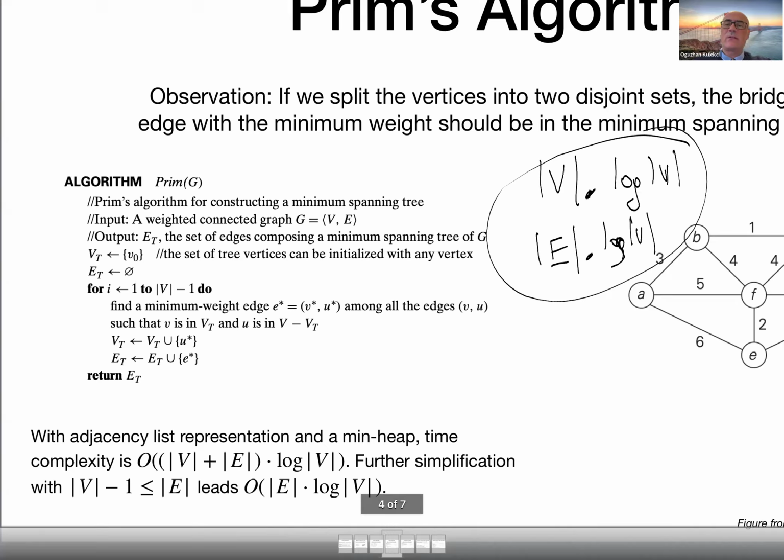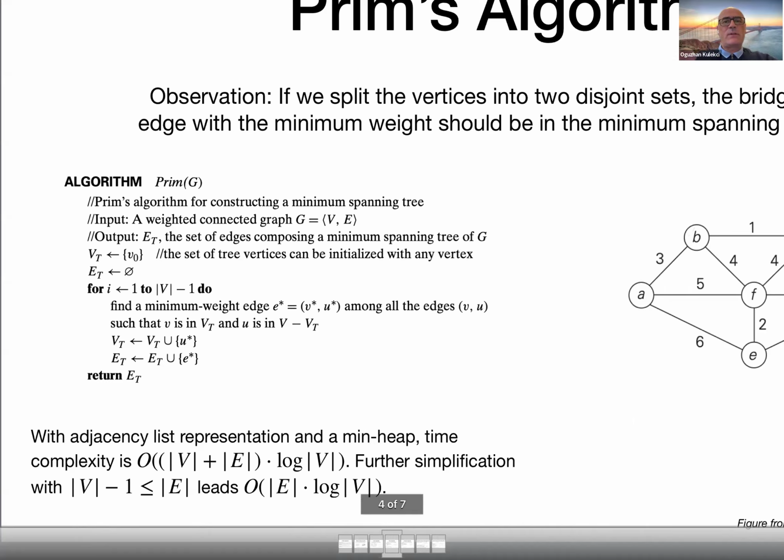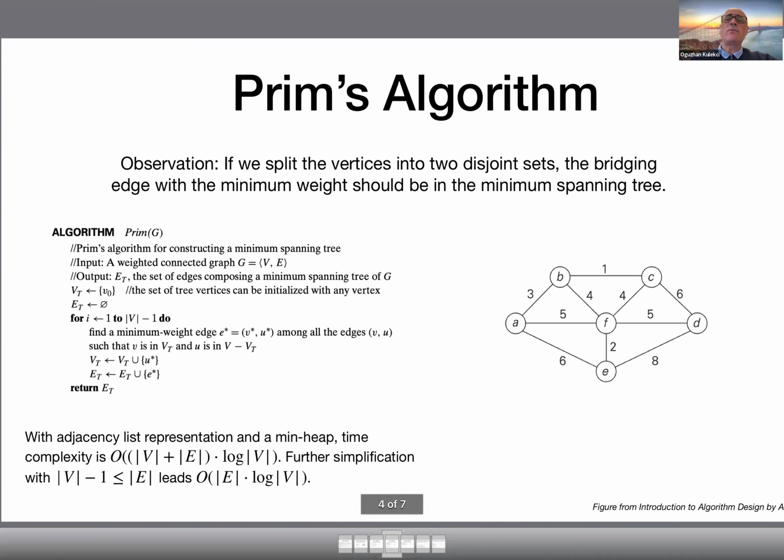And then if you just sum these things up, you come up with something like n plus m times log n. Okay, so n is the number of vertices. And with some further simplification, since this is a connected graph, the number of vertices should be less than the number of edges, and then it turns out to be that much, okay? Okay, so far so good. So that is Prim's algorithm. And there is one more.